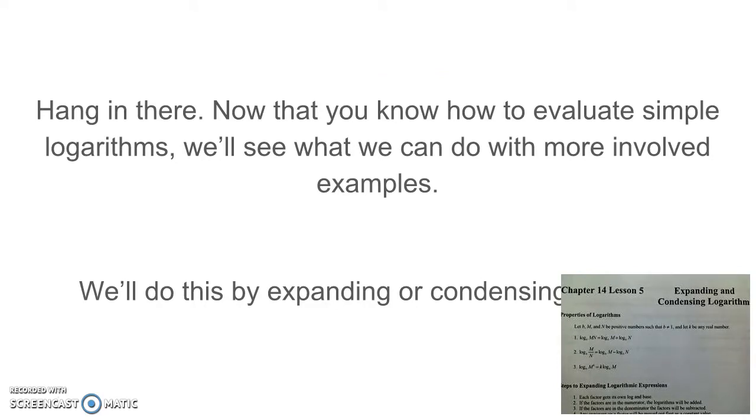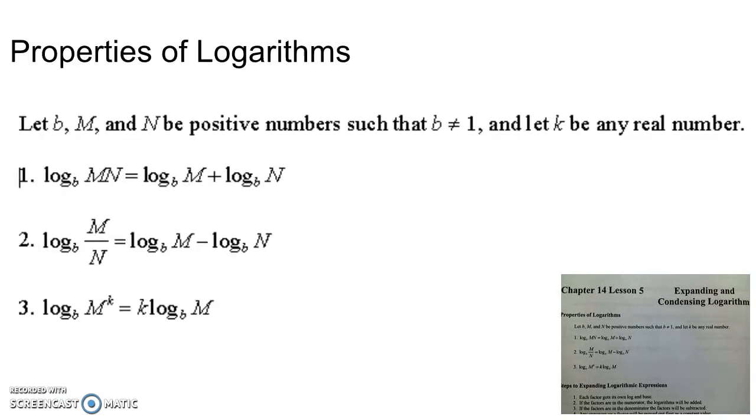Part of that has to do with expanding or condensing log expressions when they contain factors, when they contain quotients, or when they contain powers. So these are some properties that we've got. If b, m, and n are positive numbers and b is not equal to 1, these things are true. The log base b of m times n, so any product, can be rewritten with each factor having its own log of that base b.